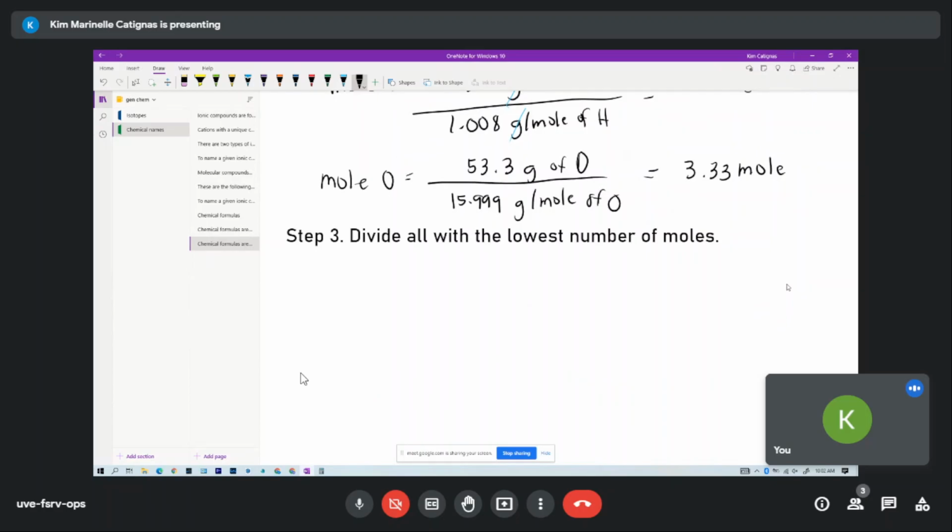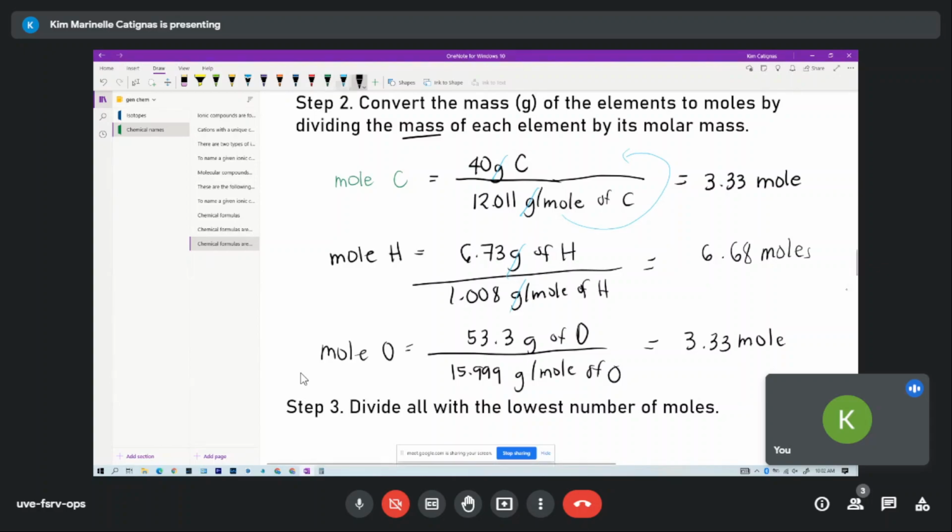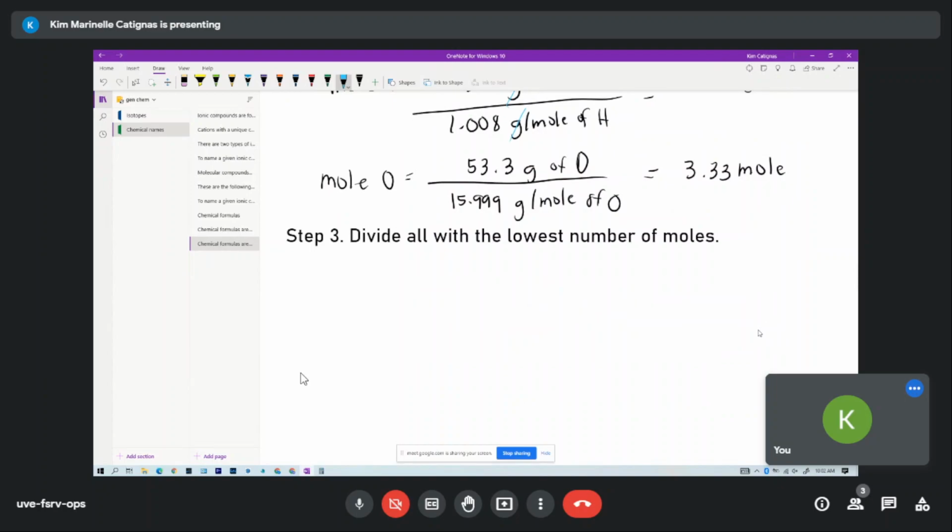So, we are to divide all with the lowest number of moles. Ibig sabihin, alin dyan yung may lowest number of mole? Ma'am, dalawa po. So, kahit naman ano dyan, at least alam mo na siya yung lowest. So, we have 3.33. Okay? So, what we're going to do is dapat i-divide natin sila para makuha natin yung mga subscript. For carbon, we have 3.33 moles, at i-divide natin sa lowest number of mole, which is 3.33. Syempre, cancel yan. Then, 3.33 divided by 3.33, that's 1.